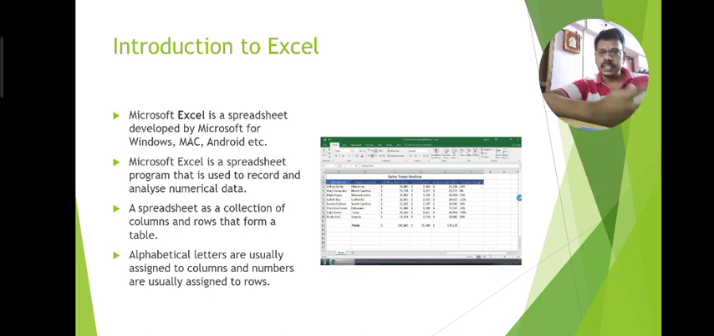Coming to the word spreadsheet, an Excel document is considered as a workbook. A workbook contains a spreadsheet. What is a spreadsheet? A sheet is a collection of columns and rows that form a table. That means the data is organized in a tabular form. A sheet contains rows and columns. Alphabetical letters are usually assigned to columns and numbers are usually assigned to rows. This is the place where we enter data.